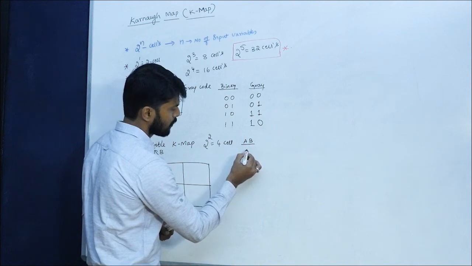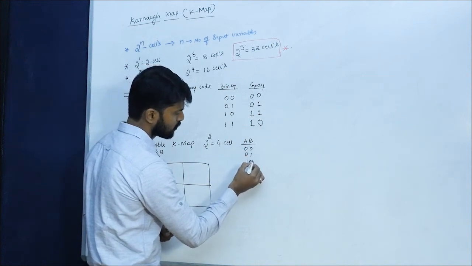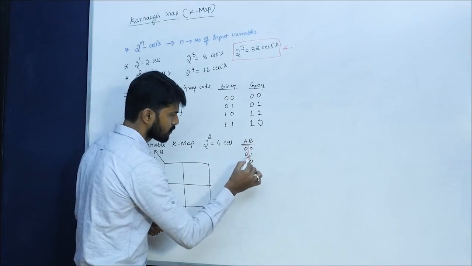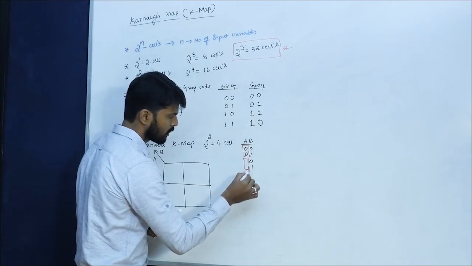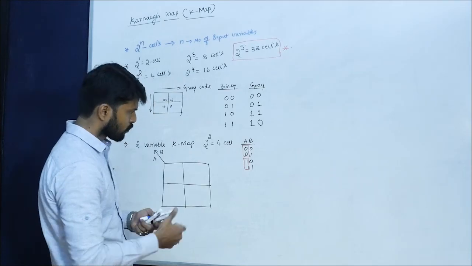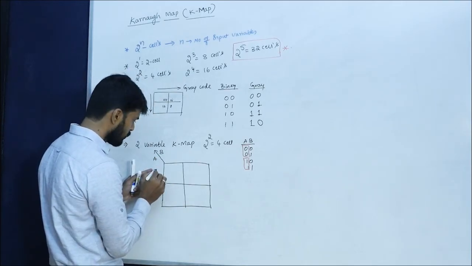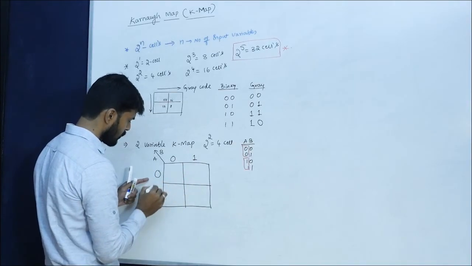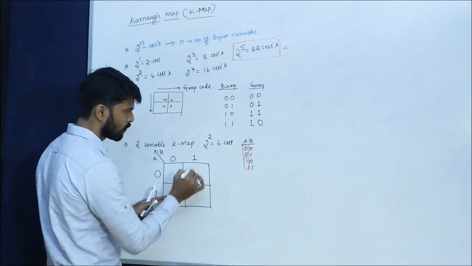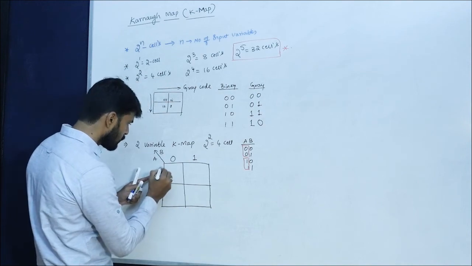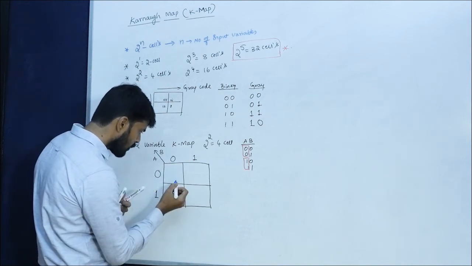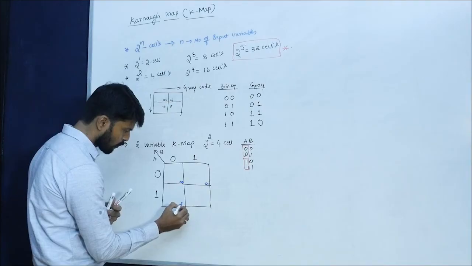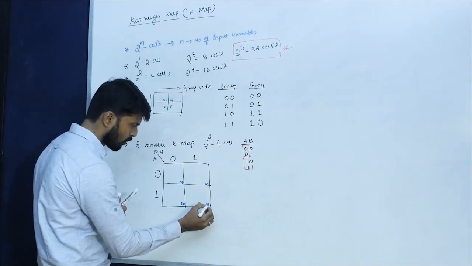See, the combination of this AB, two variable, it is 0 0, 0 1, 1 0, 1 1, isn't it? So for the first two combinations, A is constant and only B is varying. For the second combination, again A is constant and B is varying. So this side I will take A and this side I will take B. When A is 0, B is once 0 and once 1. Similarly, when A is 1, again once B is 0 and once B is 1. Now this is the position for 0 0, this is the position for 0 1, this is the position for 1 0, and this is the position for 1 1.